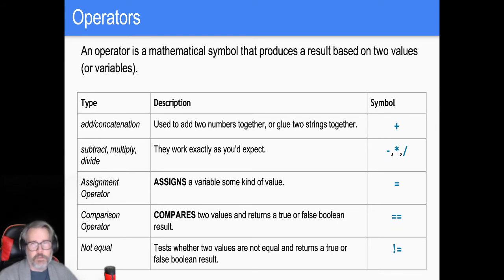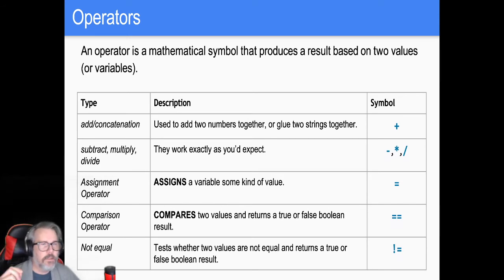Operators. These are different things you can do with JavaScript variables and values. You can add them, and you do that with the plus sign. You can add two numbers together, or you can put two strings together. So say one string is hello, and another string is world. You put those two things together, and you get hello world.